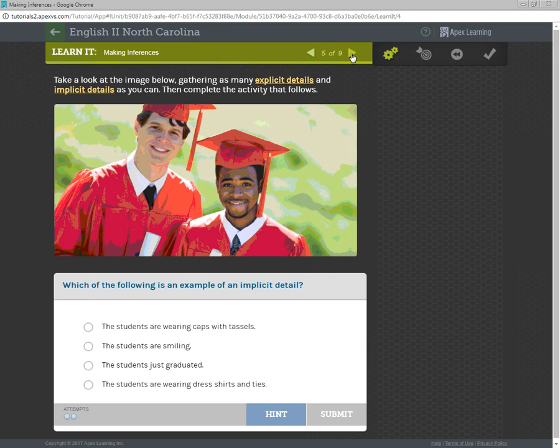Let's look at this one. So we have a lot of explicit details. We have 2 young men. They are in cap and gowns. They have the same cap and gowns. They're smiling, so clearly they're happy. They're both holding things in their hand. Those are all explicit details. Which of the following is an example of an implicit detail?